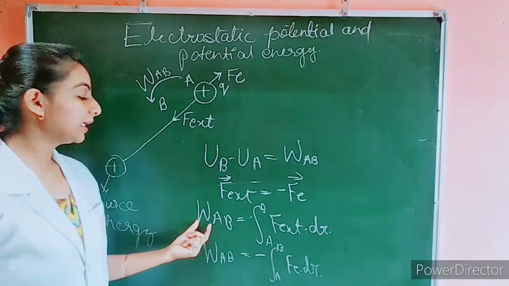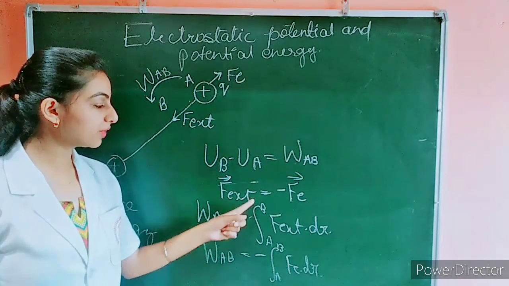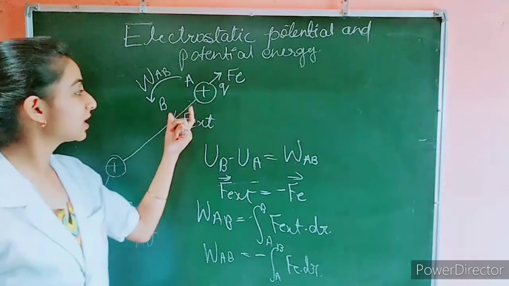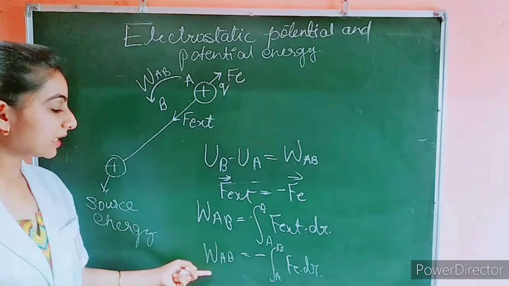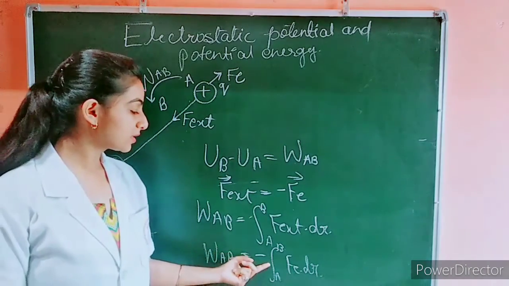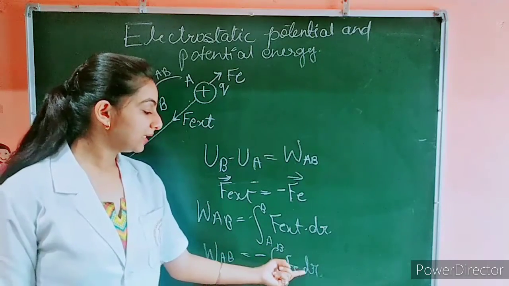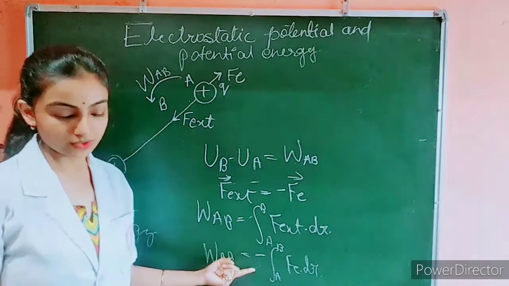Now the work done in bringing a charge from A to B will be equal to the integration of A to B of F external into dr. F external is this. Now in terms of electrostatic force, W is equal to the integration of A to B of Fe dr, and this is in the opposite direction, so we consider a minus sign.